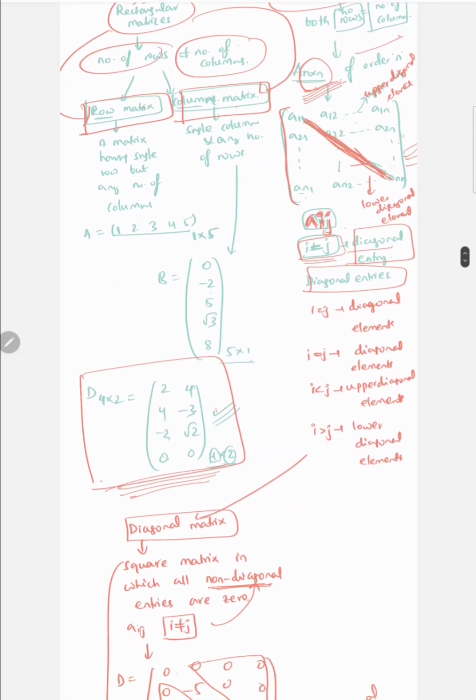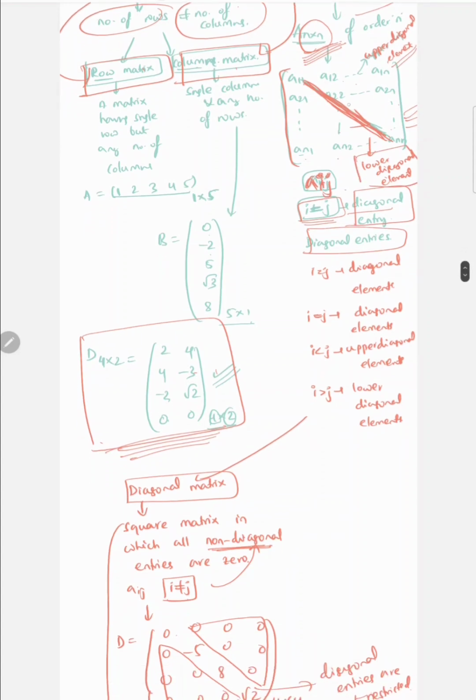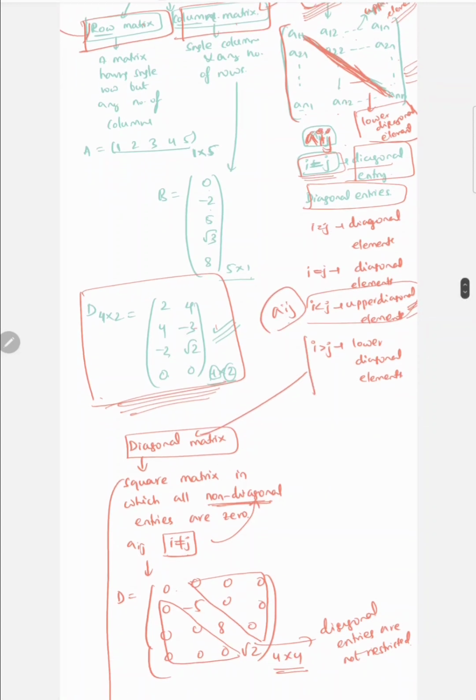The elements above the diagonal are called upper diagonal elements, and the elements below are called lower diagonal elements. For upper diagonal elements, we have i less than j, where aij is the entry in the ith row and jth column. If i is less than j, those elements are called upper diagonal. If i is greater than j, those elements are called lower diagonal elements.